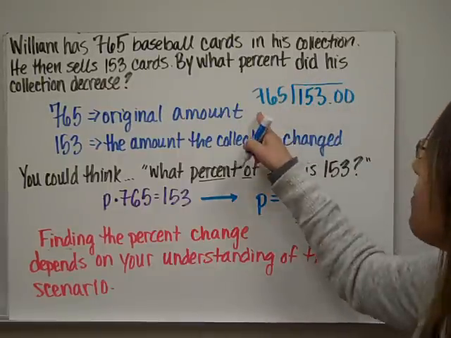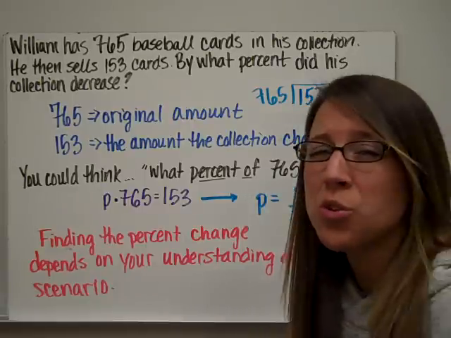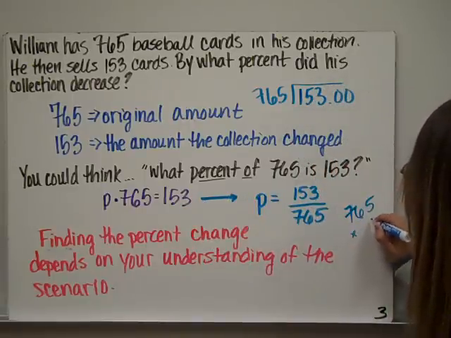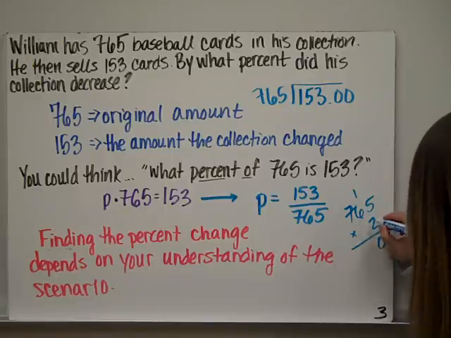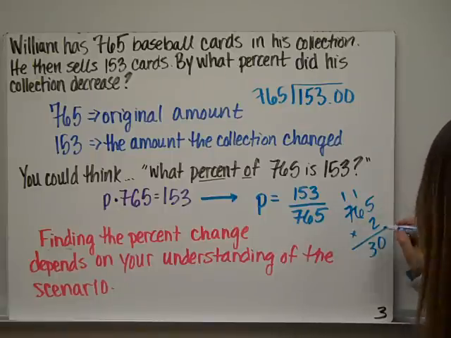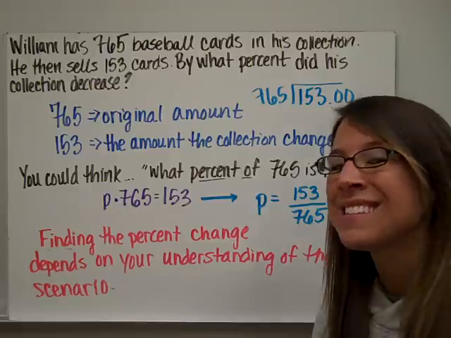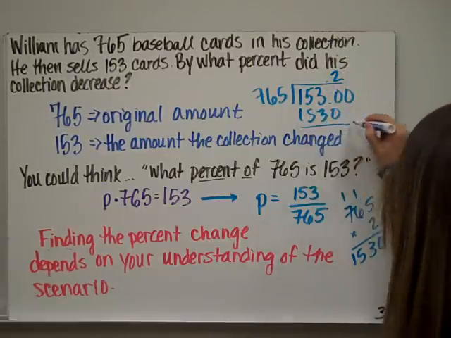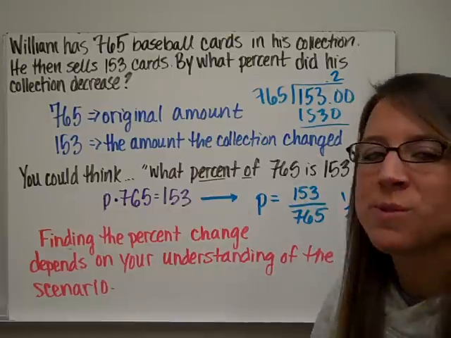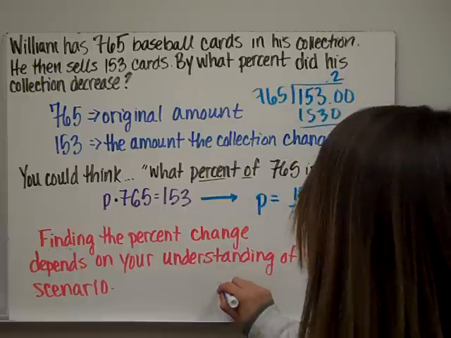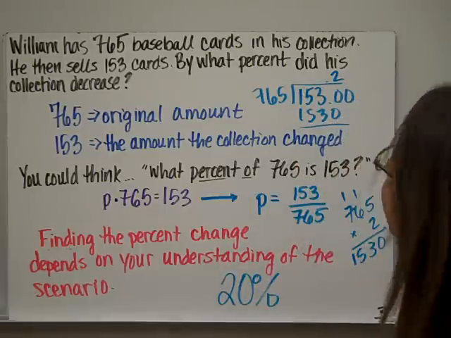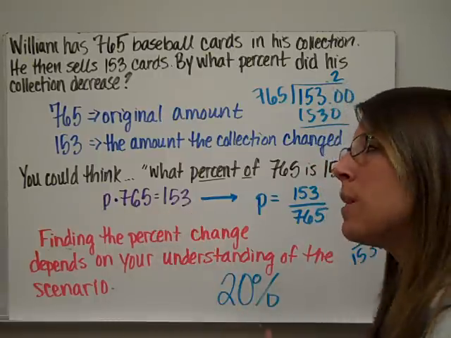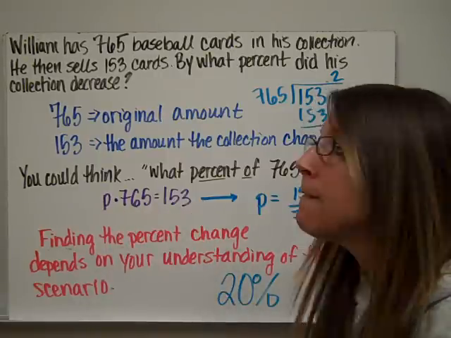I'm going to guess twice because I'm thinking 700 would go into 1400 twice, and I know they're both a little bit more. So 765 times 2, that's 10. That's 12 plus 1 is 13. Now we're looking good. 14, 15. Indeed, it's exactly 0.2, 2/10. 2/10 is going to be, when I multiply it by 100, 20%. So that's a 20% decrease in his collection because 153 cards is 20% of what he had initially. Okay?